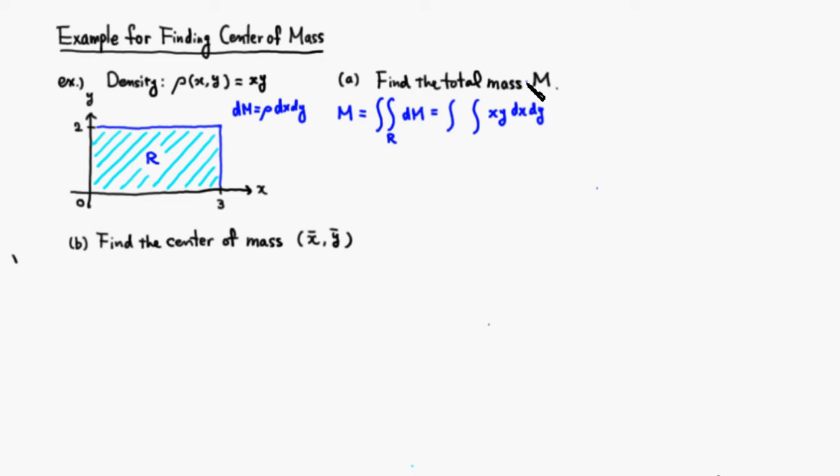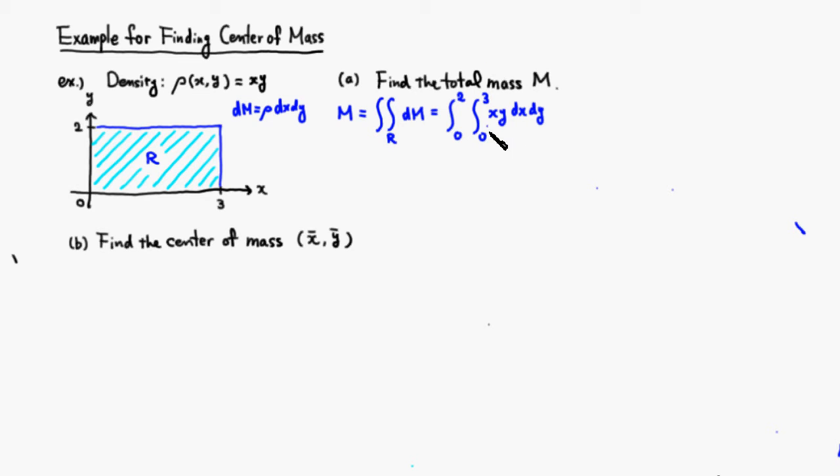Since we are doing x first, the x value is going to go from 0 to 3, and the y value is going to go from 0 to 2. So it's a rectangular region, so it's very easy to find the upper and lower limits. All right, so let's go ahead and evaluate that.